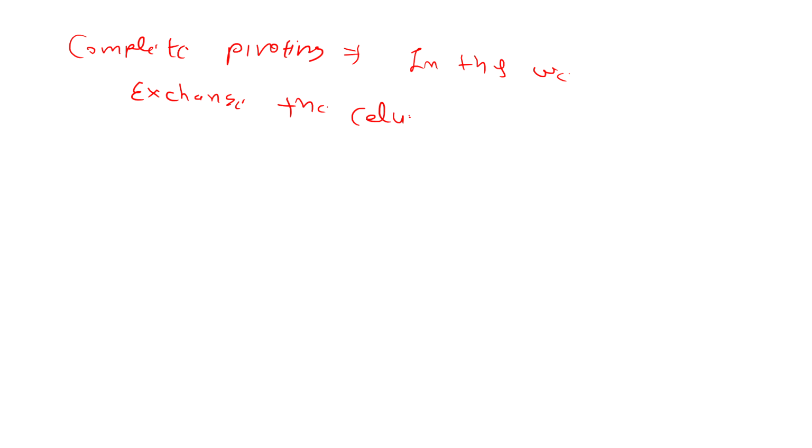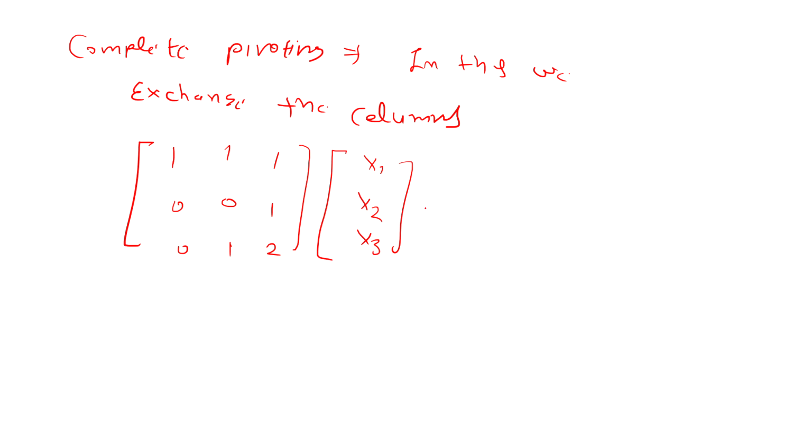The second part is complete pivoting. In this we exchange the columns. So we had the matrix 1 1 1, 0 0 1, 0 1 2, x1 x2 x3 is equal to 6 3 8.